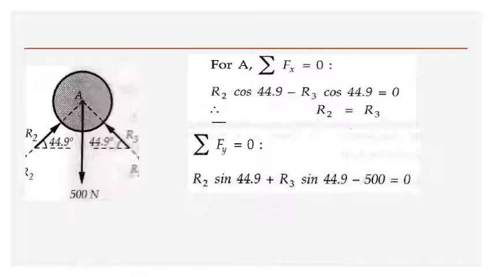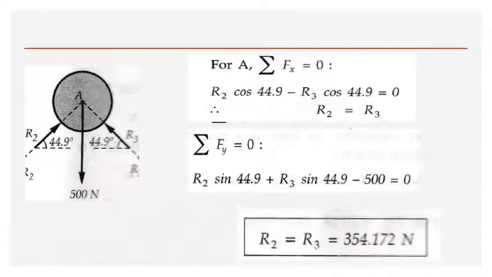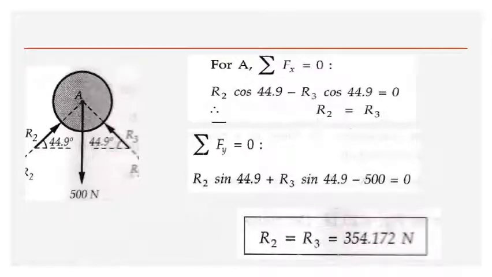The vertical component of R2 is acting upwards, R2 sin 44.9. The vertical component of R3 is also acting upward, that is R3 sin 44.9. And the 500 Newton force is acting vertically downward, so minus 500, that is equal to 0. We know that R2 is equal to R3, so by substituting and solving, we get R2, that is equal to R3, as 354.172 Newton.